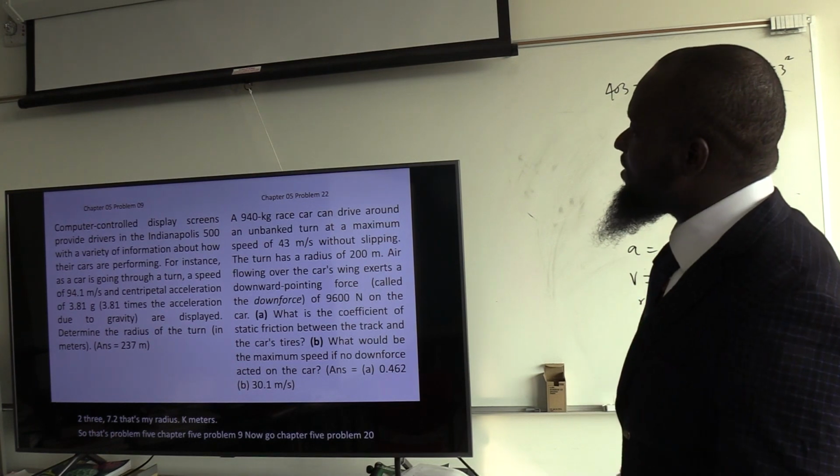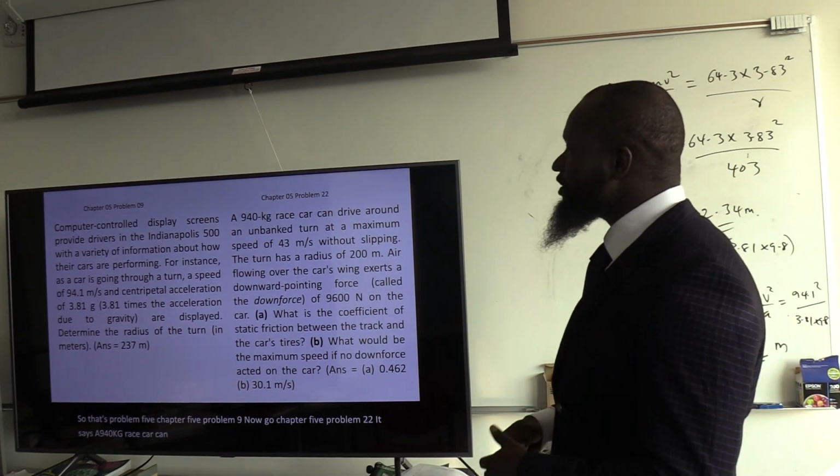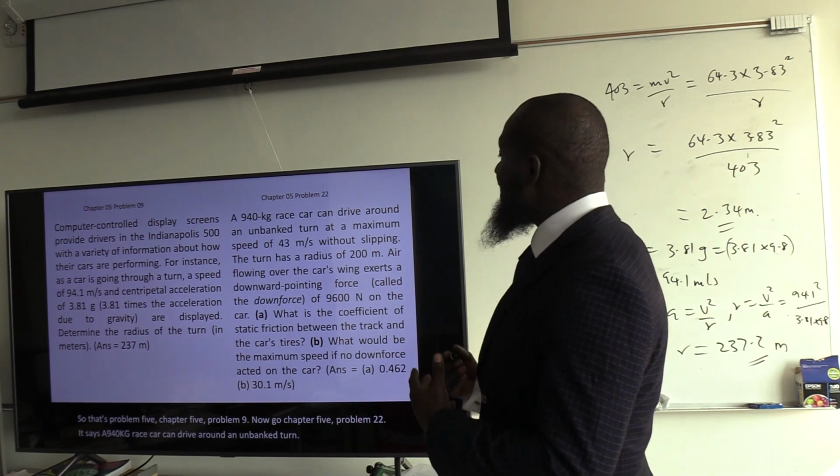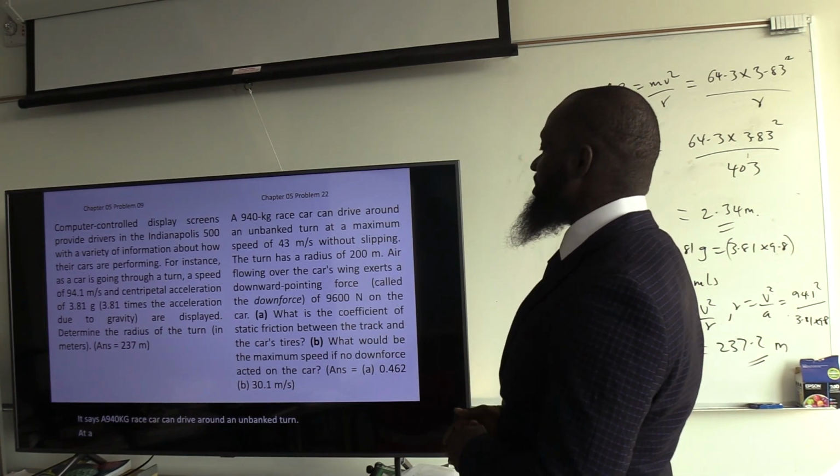It says a 940 kilogram race car can drive around an unbanked turn at a maximum speed of 43 meters per second without slipping.